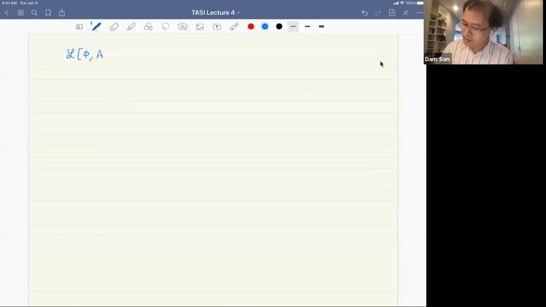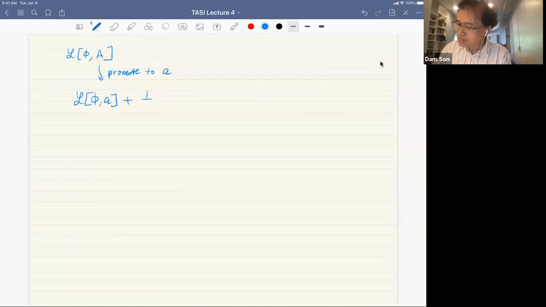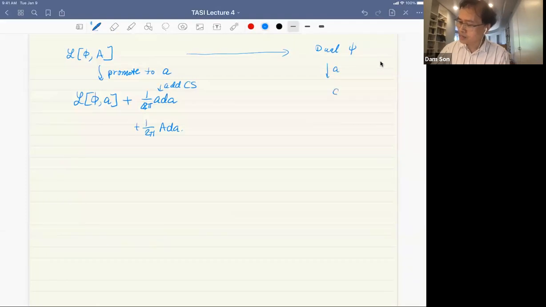If I take this theory on this side with phi and A, and then promote that to small a, but then add the Chern-Simons ADA, add the Chern-Simons, and then add another 1/2 pi ADA, and then do the same thing for the dual fermionic theory, also promote A, add Chern-Simons, then what one can show is that we find this fermionic particle-vortex duality.